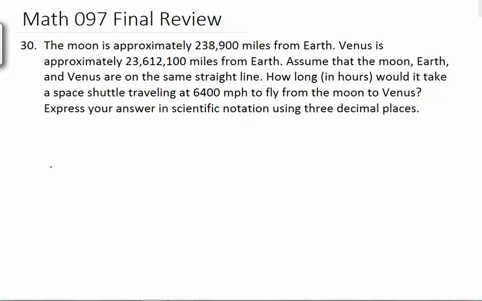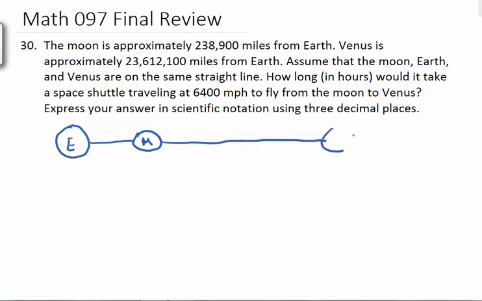30. The moon is approximately 238,900 miles from Earth. Venus is approximately 23,612,100 miles from Earth. Assume that the moon, Earth, and Venus are all on the same straight line. How long in hours would it take a space shuttle traveling at 6,400 miles per hour to fly from the moon to Venus? So this one does come with a little bit of a picture. We have the Earth. We then have the moon. And then way out here we have Venus.